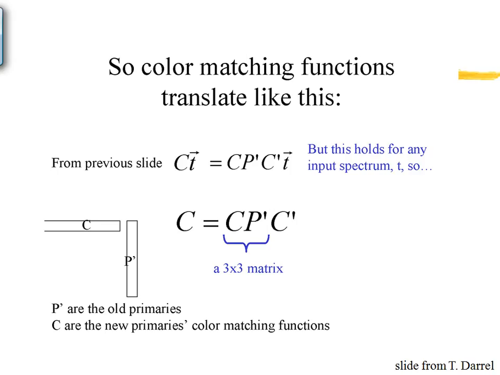The old primaries and the new primaries for the color matching function. So everything that relates the original color to a new color becomes some kind of a matrix translation, a 3 by 3 translation. And the relationship in 3 by 3 is simply defining the translation from one to the other.